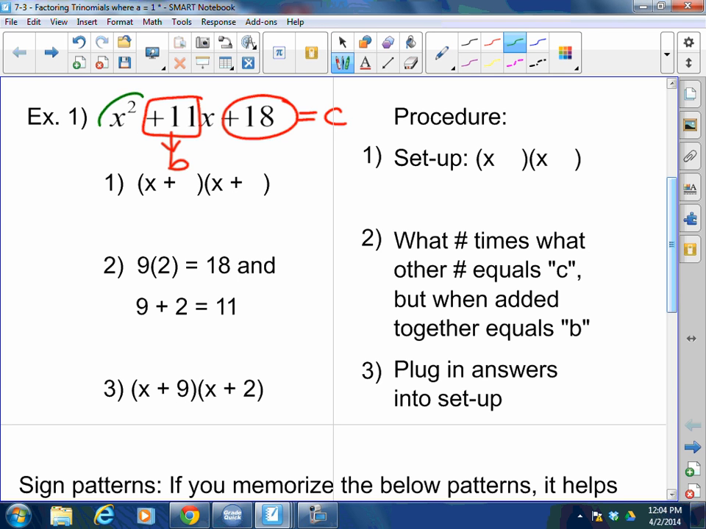Yes, sir. Yeah, when you have x squared, that's an x and an x. You're always going to have x squared. If not, you can't factor a trinomial like this. Thank you, my friend. Good question.